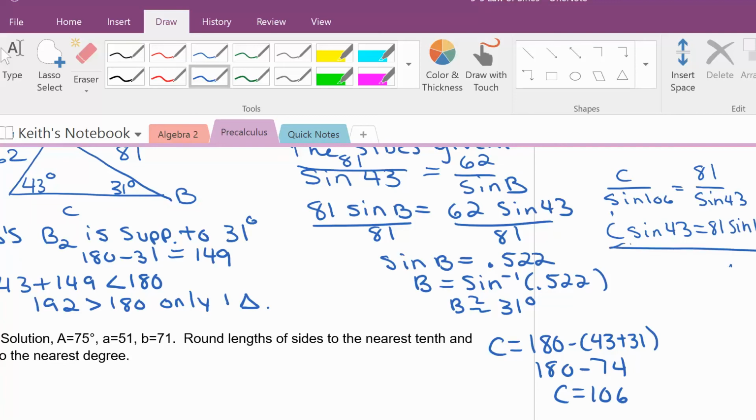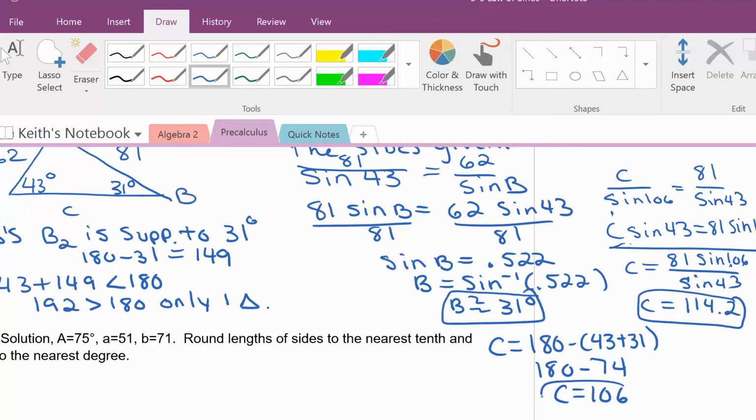And then you divide. So you get C equals 81 sine 106 divided by sine 43. So you'll get it's approximately 114.2. That would be C. So there's the three parts that we're missing in the one triangle.